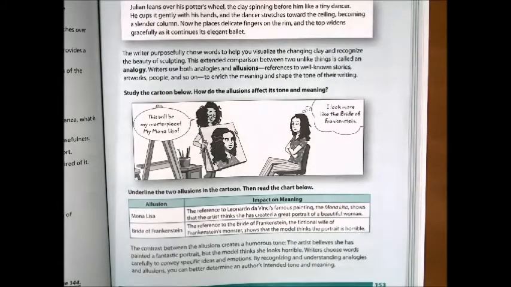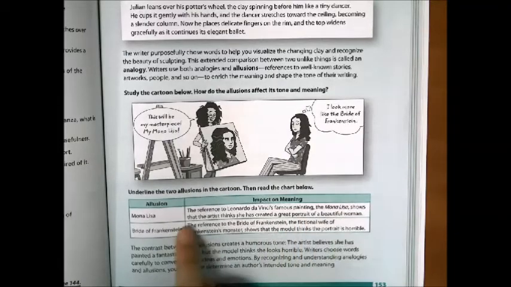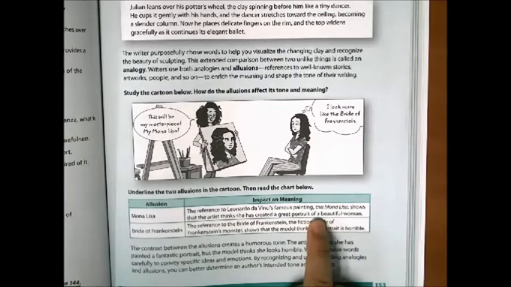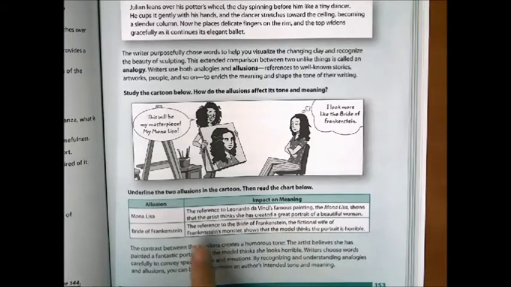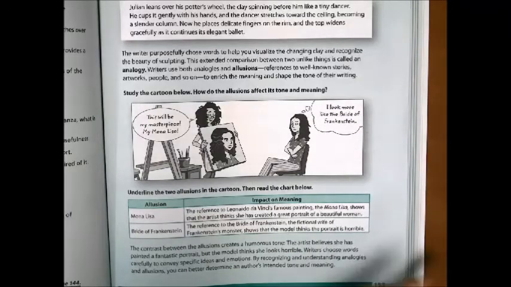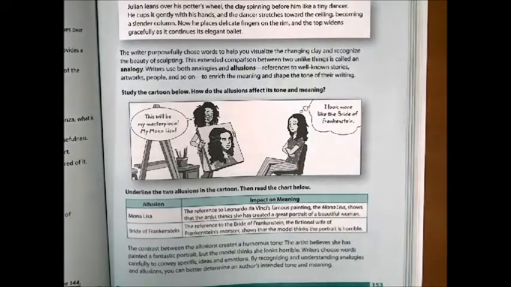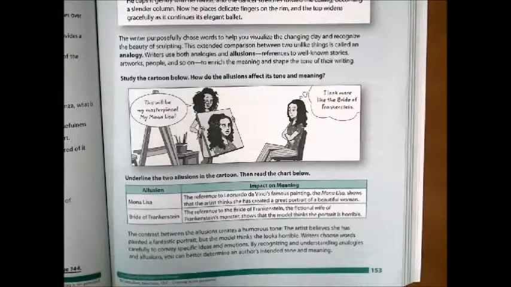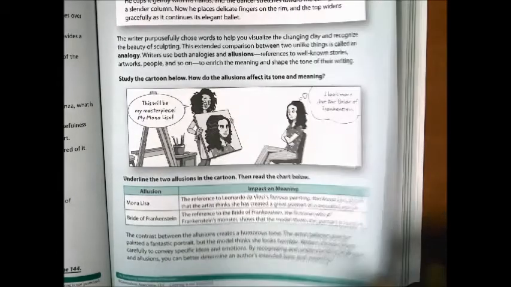So the allusion is the Mona Lisa. This is a reference to Leonardo da Vinci's famous painting, the Mona Lisa. It shows that the artist thinks she has created a great portrait of a beautiful woman. In the allusion Bride of Frankenstein, the reference is to the Bride of Frankenstein, which is a fictional wife of Frankenstein's monster, which shows that the model thinks the portrait is horrible. The contrast between the allusions creates a humorous tone. The artist believes she has painted a fantastic portrait, but the model thinks she looks horrible. Writers choose words carefully to convey specific ideas and emotions. By recognizing and understanding analogies and allusions, you can better determine an author's intended tone and meaning.